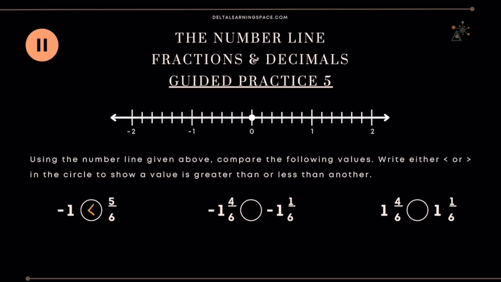Our next problem is comparing two negative values. So again, I'm going to take some time and highlight those on the number line. My negative 1 and 4/6 will be here, with negative 1 and 1/6 being there. Because negative 1 and 1/6 is further to the right, it's also closer to 0, it will be greater than negative 1 and 4/6. So our last problem, we're comparing two positive values. Here we're comparing positive 1 and 4/6 with positive 1 and 1/6. On the number line, 1 and 4/6 will be further right than 1 and 1/6, making it the larger value.